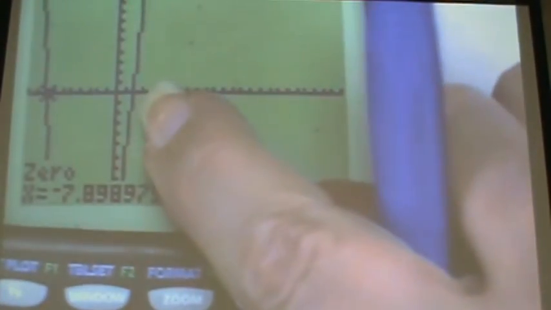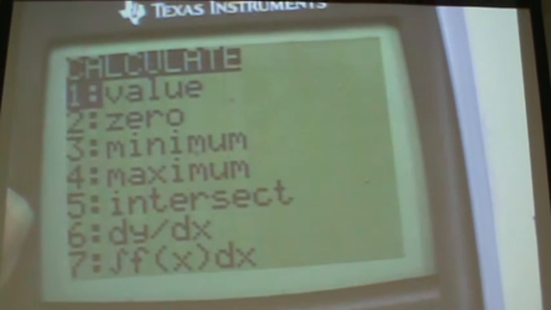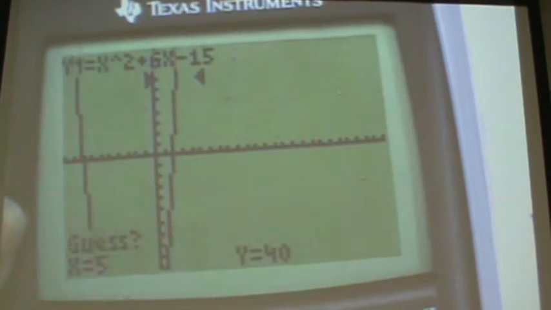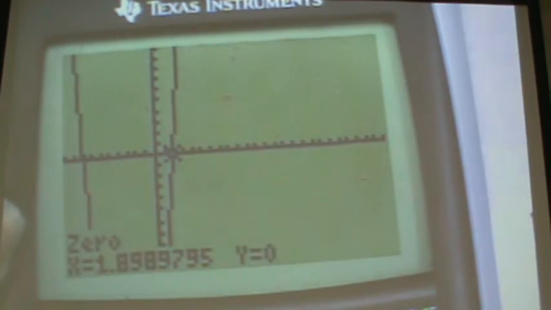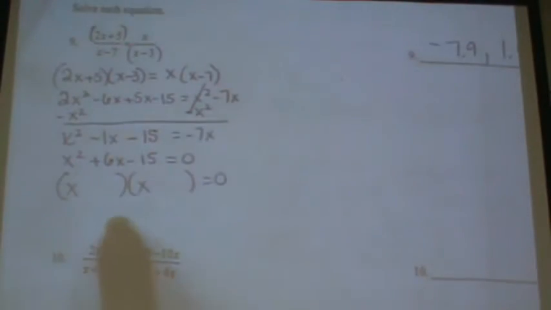That's one answer. And how do you get this answer right here? I'm going to go second calc, do 0 again. And it's between 0, enter, and 5. And that answer is about 1.9. So, those two answers are decimal answers, and the reason they are is because this is not factorable.